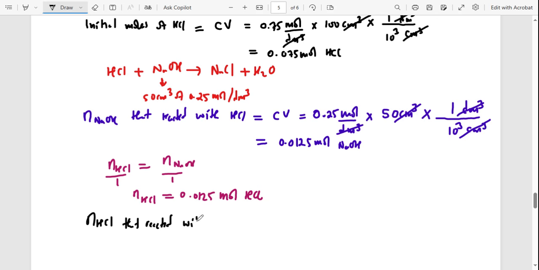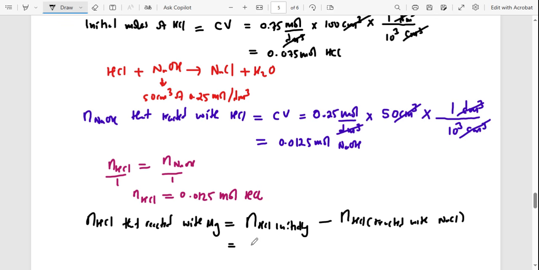So, reacted with what? Reacted with magnesium is going to be the number of moles of hydrochloric acid initially minus the number of moles of hydrochloric acid that reacted with sodium hydroxide. Okay, so the number of moles that were present initially is 0.075. The ones that reacted in the second equation was 0.0125. So if you subtract this, 0.075 minus 0.0125, you are going to get 0.0625 moles.